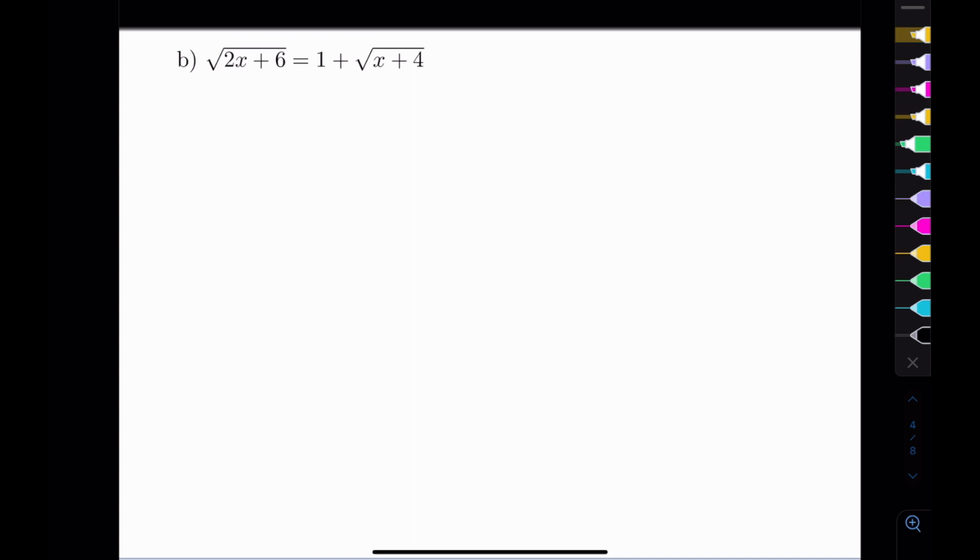Okay, so we always have to go back and check the answers once we get them. This next one's going to be much harder because we actually have 2 radicals here.